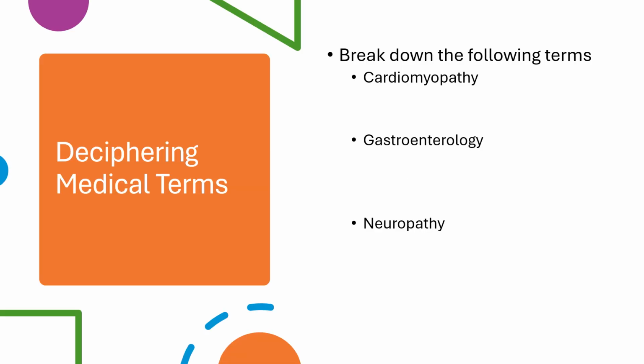So let's break down the following terms. We're going to be able to decipher what they mean. The first one is cardiomyopathy. As we know, cardi means heart. Myo, we haven't gone over this one yet, but it means muscle. And then pathy is disease. So again, we've got cardiomyopathy, which means disease of the heart muscle.